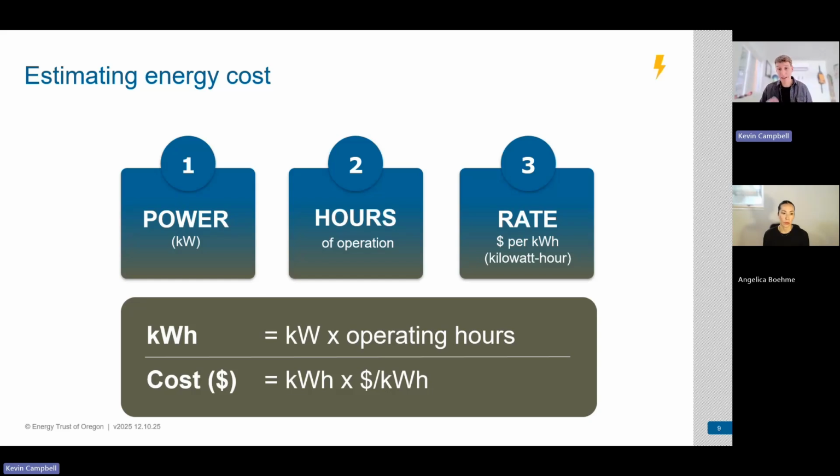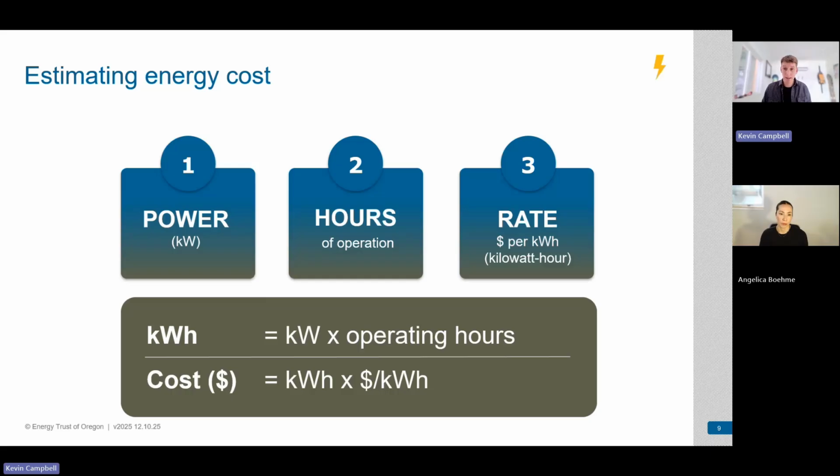Now, if we want to take that to the final step and calculate energy costs, we're just going to take our energy use measured in kilowatt hours and multiply it by our electric rate in dollars per kilowatt hour. You can get a rough sense of this by just looking at your bill and looking at the amount you pay relative to the amount you use. Or you can check in with your Energy Trust representative and they can give you a little bit more dialed in estimate based on the rate schedule you're on.